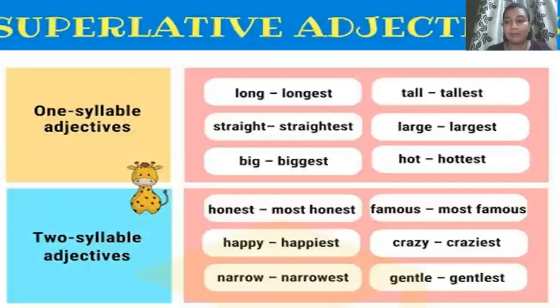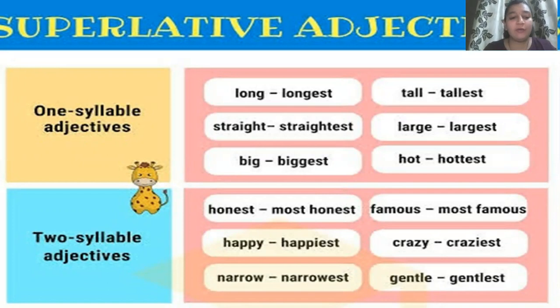Now let us see some kinds of superlative adjectives. As I have also explained to you in the previous video, what are syllables? Syllables are the number of times the particular word takes to pronounce. If it is spoken in one go, we call it a one syllable word. If it takes two sounds of pronunciation, it is called a two syllable word. And if it takes three sounds of pronunciation, it is known as a three syllable word.